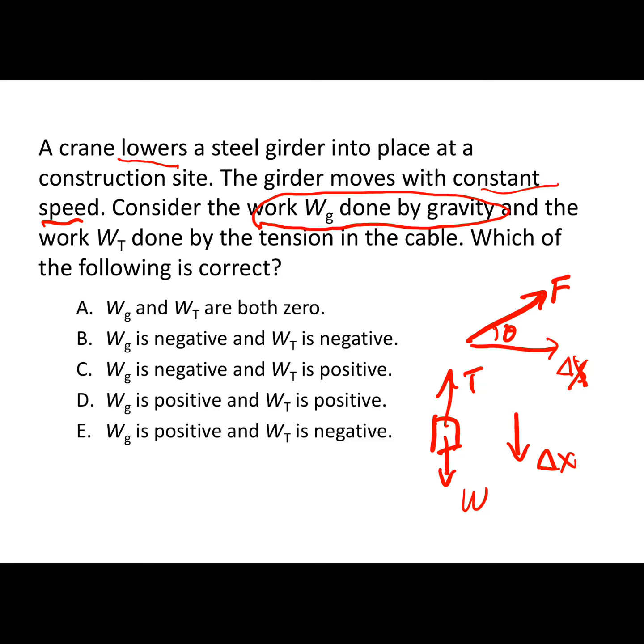The angle between gravity and displacement is 0. Cosine 0 gives you 1, so gravity gives you positive work. Tension and displacement are opposite, so it's 180 degrees. Cosine 180 degrees is negative 1, so it's negative. So I'll find this one is right.